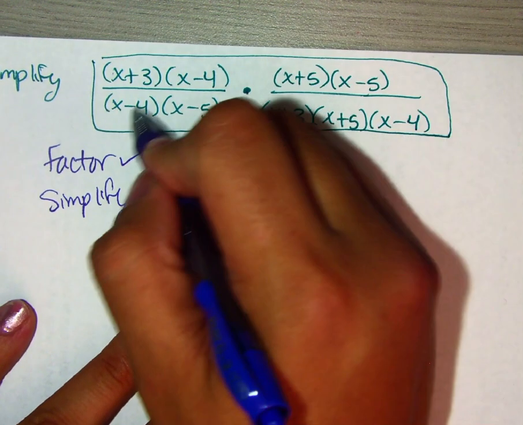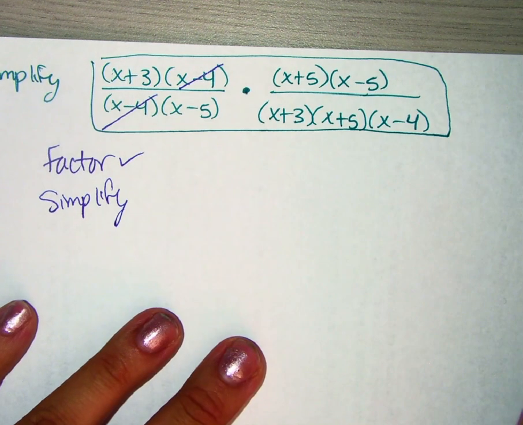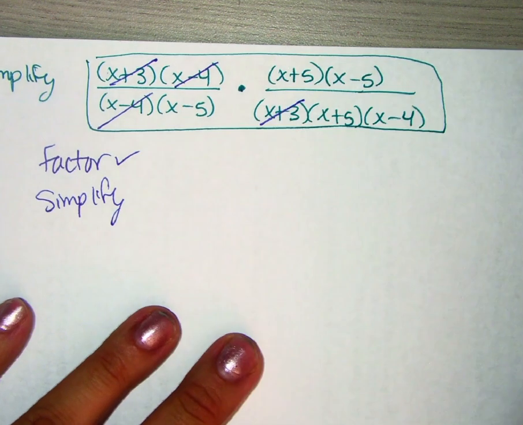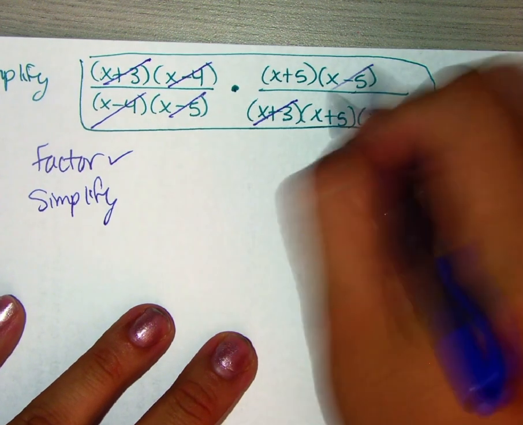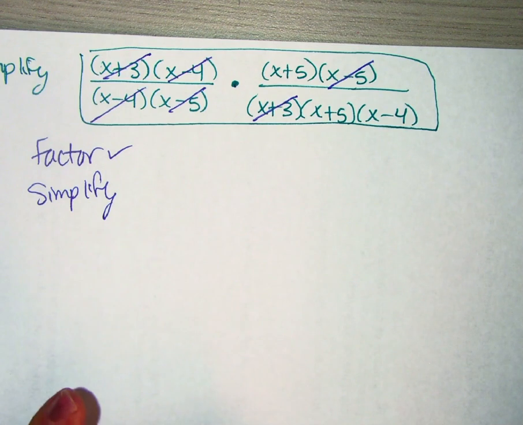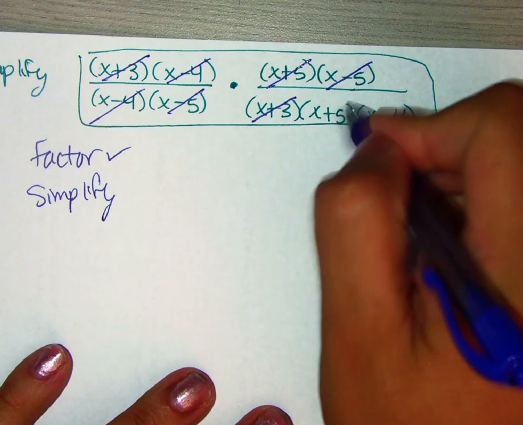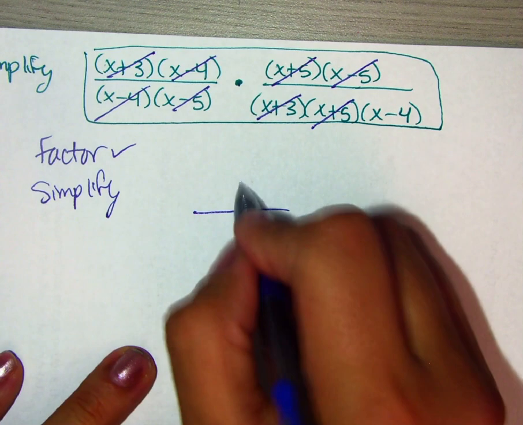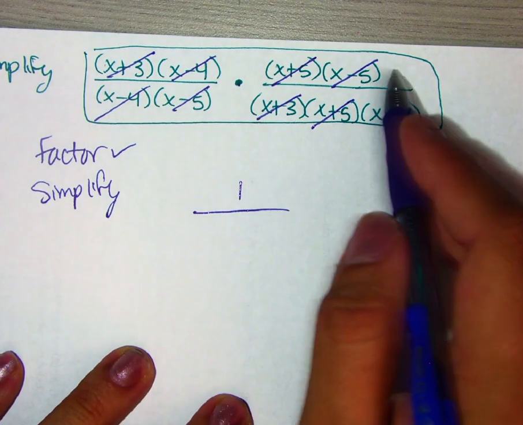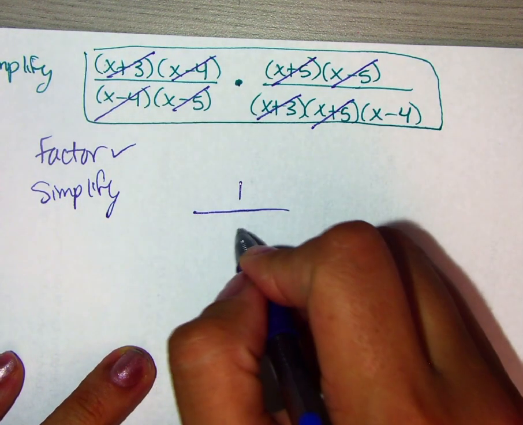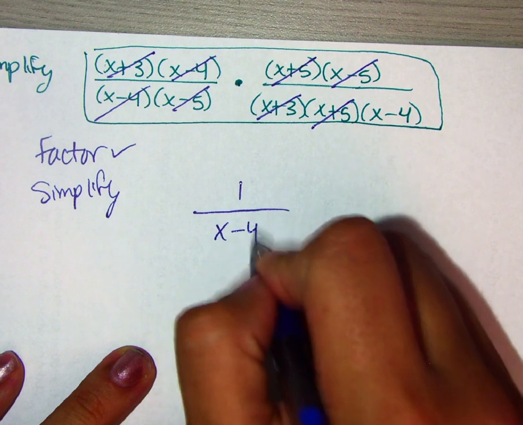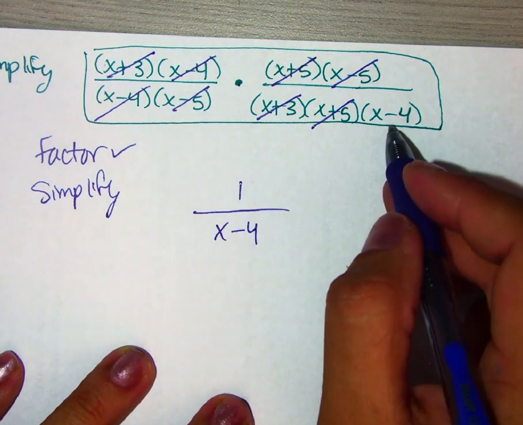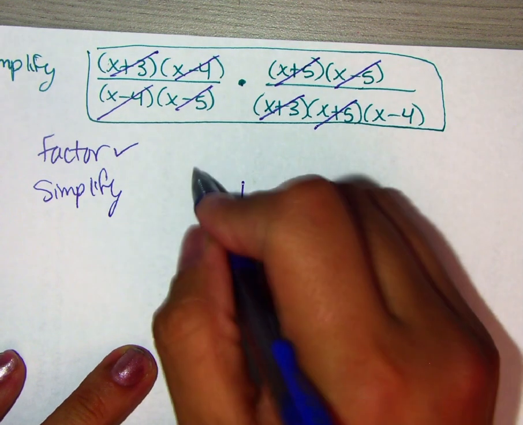So by simplifying, it means that we're going to dash out the factors that are exactly the same on top and bottom. So for example, x minus 4 and x plus 3 and x minus 5. And that leaves you, oh, actually x plus 5 as well. So that leaves you with just the numerator of 1, because there's nothing left in the top. And then the denominator of x minus 4, because there's nothing left other than this factor in the denominator. And this is your answer.